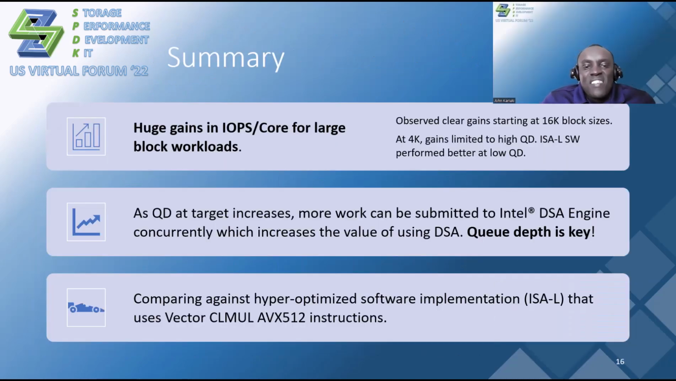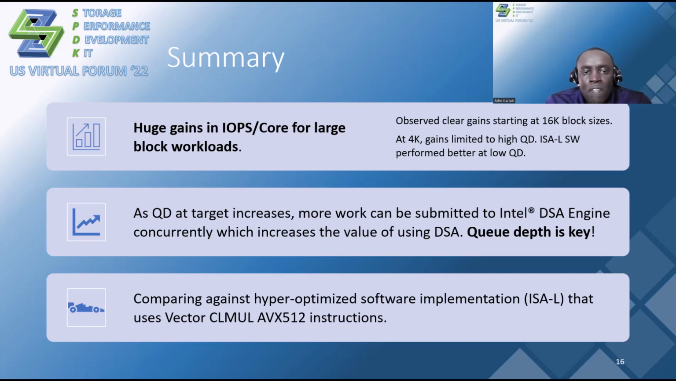And to summarize our benchmarking effort, we observed significant gains in IOPS per core for those large block workloads. We start seeing clear gains starting at 16K block sizes. For those smaller block sizes, the 4K block sizes, ISA-L actually did pretty well. QDepth was one of the keys to really driving more work to DSA. And what that really adds up to is the higher the QDepth, the more value we saw for offloading to DSA.